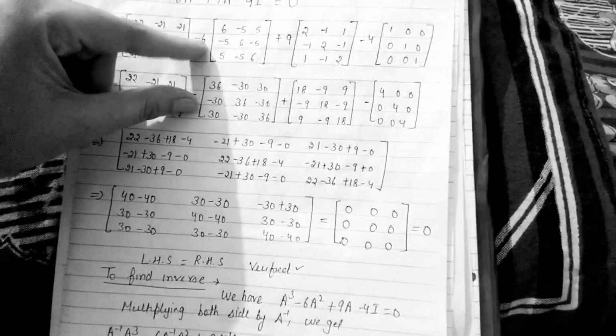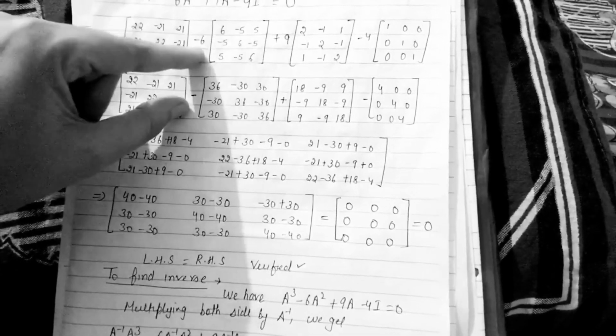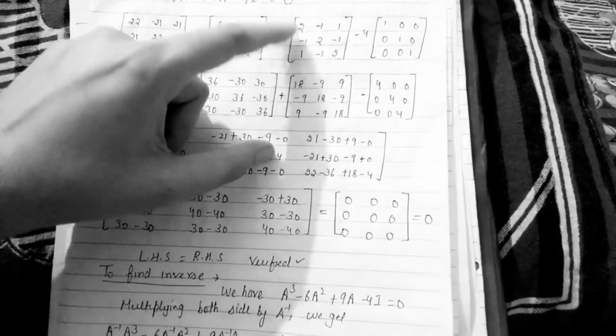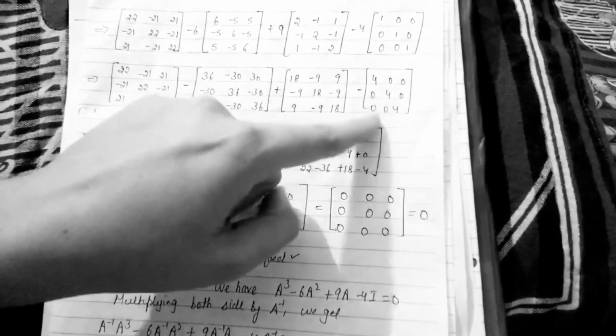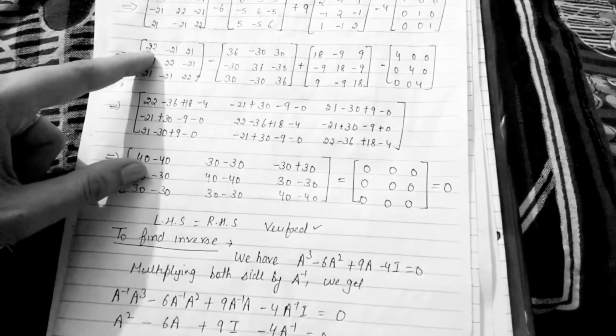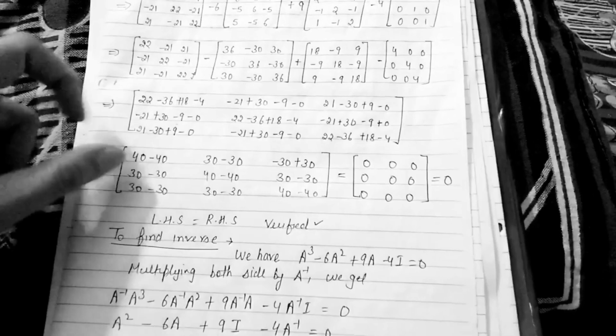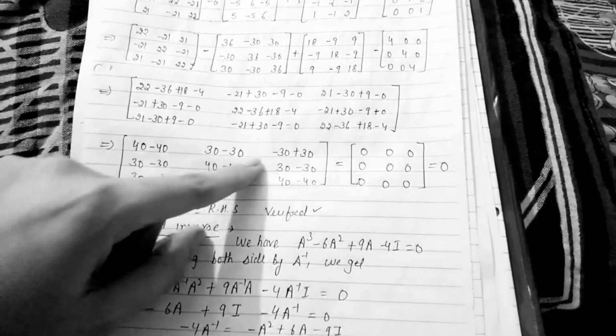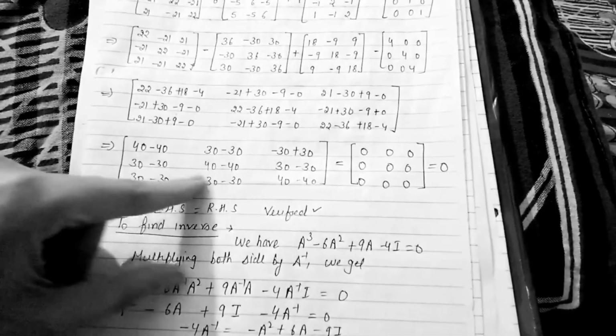Again simplifying, multiplying: 6 6s are 36, 6 5s are 30, 6 5s are 30. Again simplifying, and multiplying 9 by this matrix, 9 2s are 18, 9 1s are minus 9, 9 1s are 9, and multiplying 4 by the identity matrix, I get this, right? Again simplifying, first element I simplify, second element I write here, third element I write here, right? Okay, so you can see we got 40 minus 40, 30 minus 30, minus 30 plus 30, 30 minus 30, 40 minus 40.